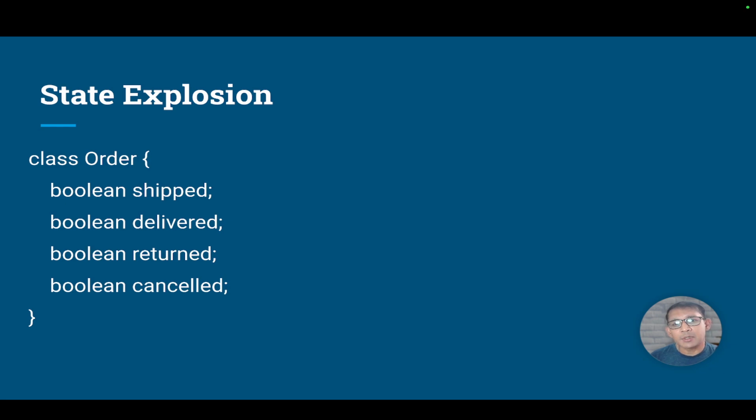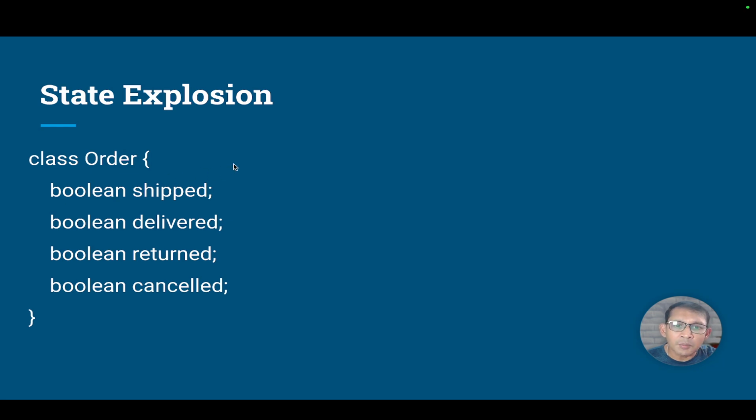The final pattern happens when you use multiple booleans to represent what should be a single state machine. This makes illegal states representable and creates confusion about valid combinations. Now consider this order class. Can something be shipped and cancelled at the same time? What about delivered and returned? The booleans don't tell you which combinations make sense.